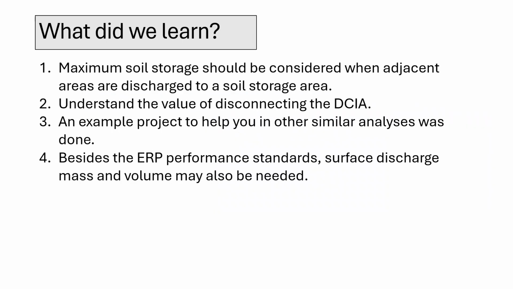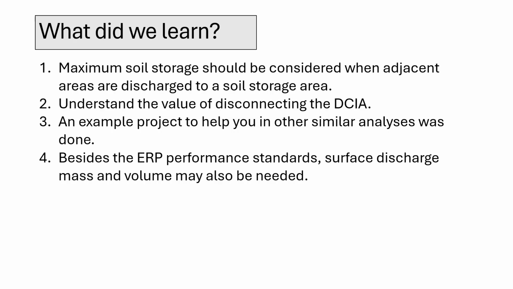To wrap up, let's review what we covered in this module. One of the most important takeaways is understanding the role that directly connected impervious area, or DCIA, plays in protecting water quality. When impervious surfaces drain directly to a water body or conveyance system without any opportunity for infiltration or storage, the volume and pollutant load of that runoff increases significantly.